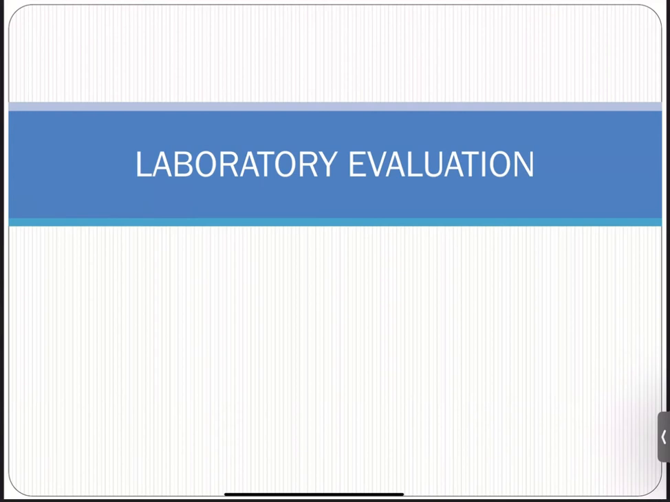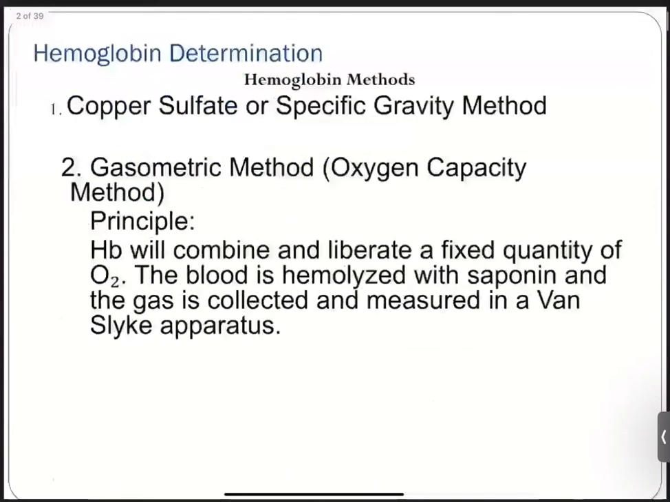So for your laboratory evaluation 1, now you have hemoglobin and hematocrit. Okay? So for hemoglobin determination, you do have various methods being used. First, you have the copper sulfate or specific gravity method. This is done as a quick review of the hemoglobin content of the RBC.